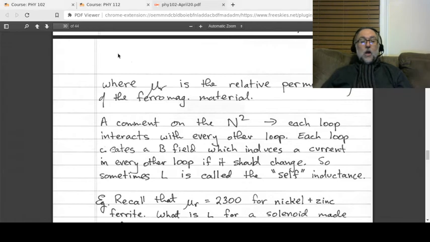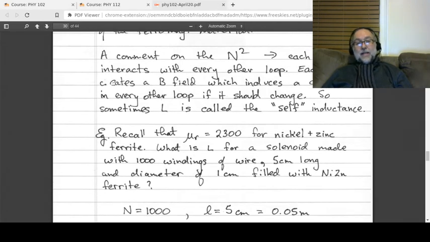There's your n squared. Okay, well, let's use that formula to calculate the inductance for a solenoid. Here we have that mu r is equal to 2,300 for nickel, zinc, ferrite. This is the same ferromagnetic material that we discussed earlier when we made an electromagnet out of a solenoid. Okay, and what is L for the solenoid made with 100 windings of wire, 5 centimeters long, with a diameter of 1 centimeter filled with nickel, zinc, ferrite?